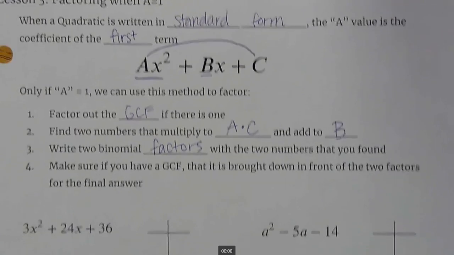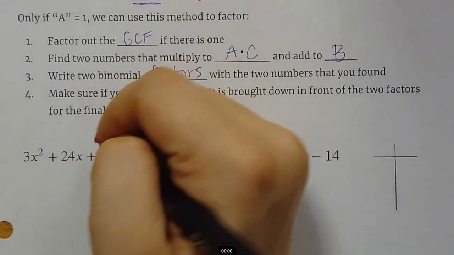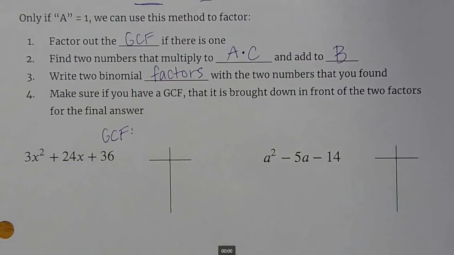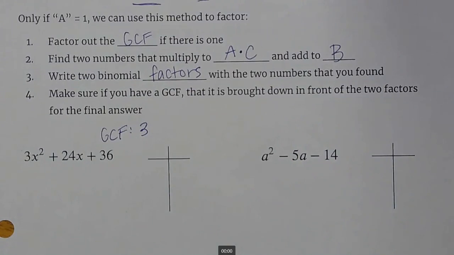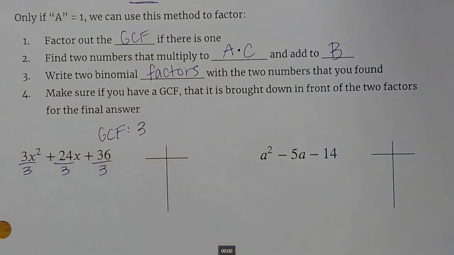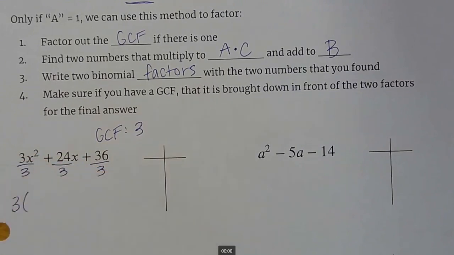This is a pretty easy process. We have our first one here, 3x squared plus 24x plus 36. First it says, check, is there a GCF? What would the GCF be between 3, 24, and 36? 3. That's the largest number I can divide into all 3 terms. Do you agree with that? Yes. So the GCF is 3. I'm going to divide each of the 3 terms by 3. This is what we did before. GCFs do not disappear, right? We write those down with us. So 3 parentheses.